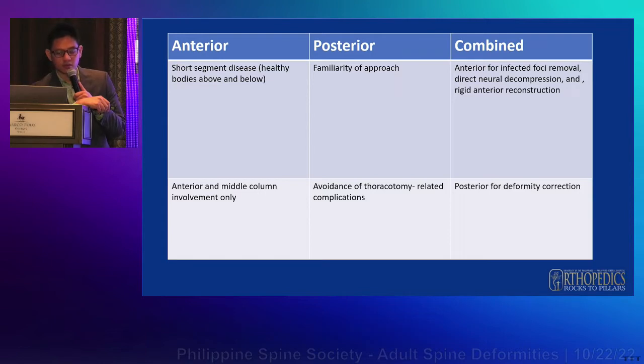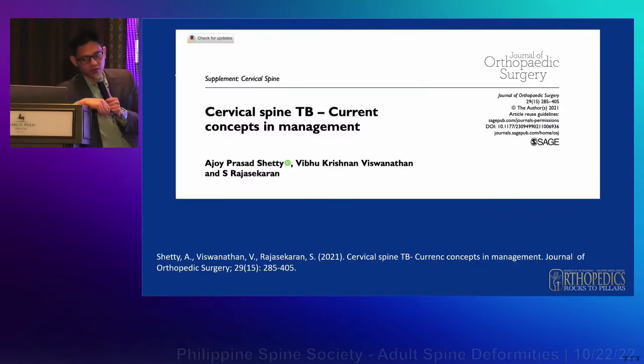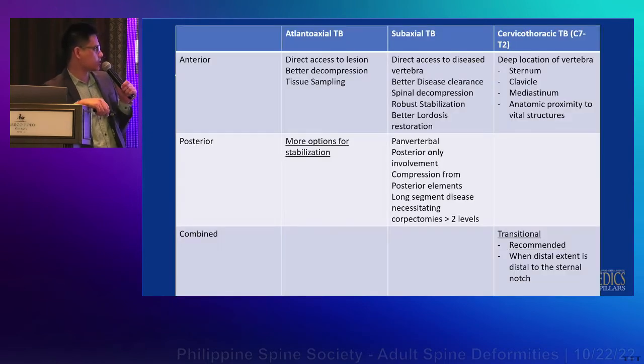I may be wrong, but most spine surgeons are also familiar with the posterior approach. And for the combined approach, the posterior portion can be used for the deformity correction. So I found this journal because most of the other Pott's disease journals focus on the thoracic and lumbar spines. I found a journal focusing on the cervical spine location for Pott's disease.